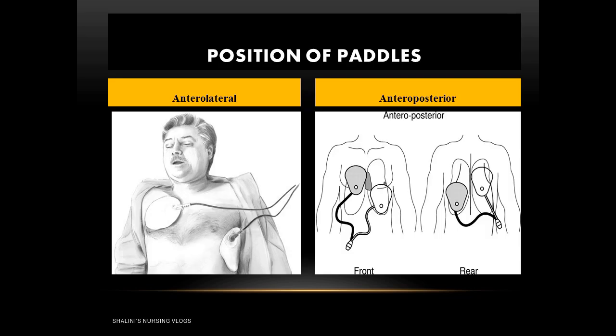Regarding the positions of the paddles, the most common position is the anterolateral position, where the first paddle is placed on the right upper sternal border across the second, third intercostal space, and the second paddle is placed across the fifth intercostal space along the mid-axillary line. On the other hand, there is another configuration where you place the paddles in the antero-posterior position, where you place one paddle in the front view and the second paddle in the rear view. So that is the second position of the paddles.